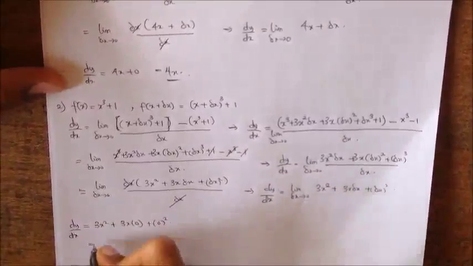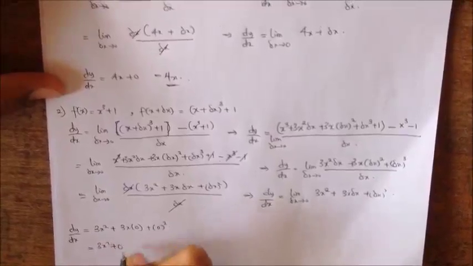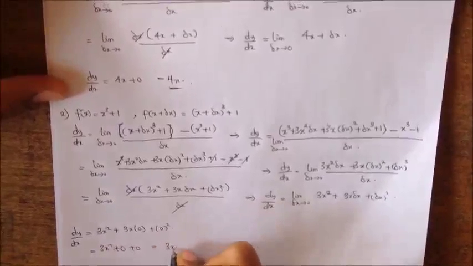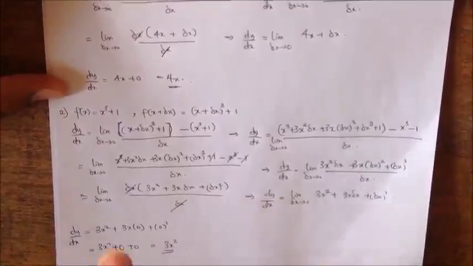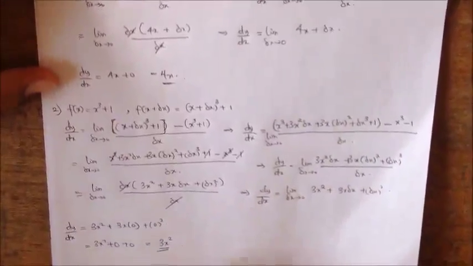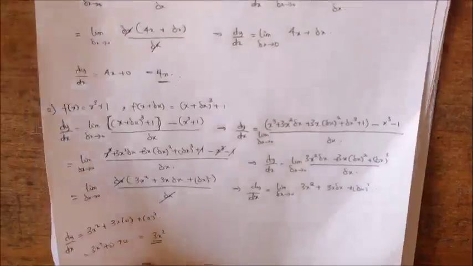So I'll just rewrite this as 3x squared plus 0, which is just 3x squared. So this is differentiation for the second one. For the third, it's a bit more tricky. We need simple knowledge of trigonometry.